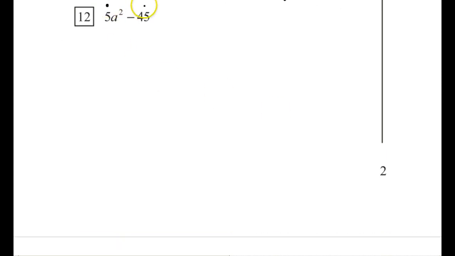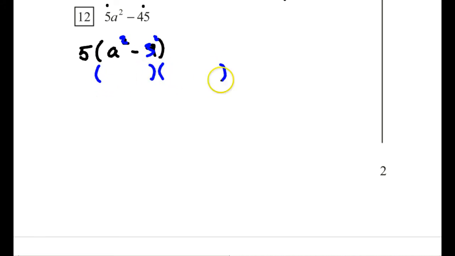Number 12. Look for that GCF, 5 and 45. 5 comes out of both. Okay. So we have a factor of 5 and a squared minus 9. And you'll notice that this is a squared and this is 3 squared. So this factors as a difference of squares. Don't forget to bring down the 5. So we'll have an a plus 3 and an a minus 3. Check to see if these factor further. And they don't. It would be finished.